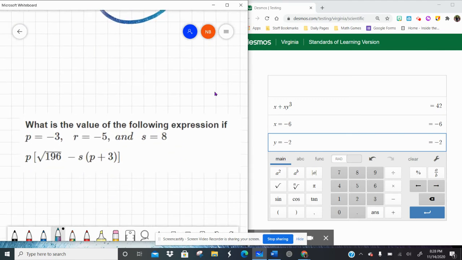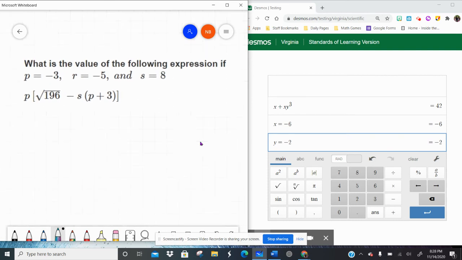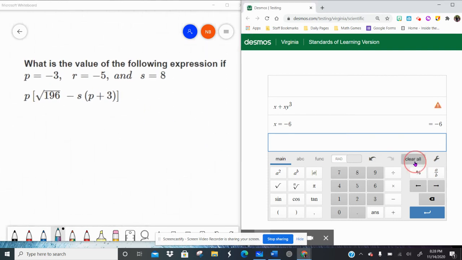All right, so let's try one more. Now, this one's pretty crazy, and I want to show you this in the Desmos calculator because remember the Desmos does not like those brackets. So this has a bracket right here and a bracket right here. We're going to use a double parentheses. So stick with me for a second. This says P. Instead of the bracket, I'm going to do parentheses.